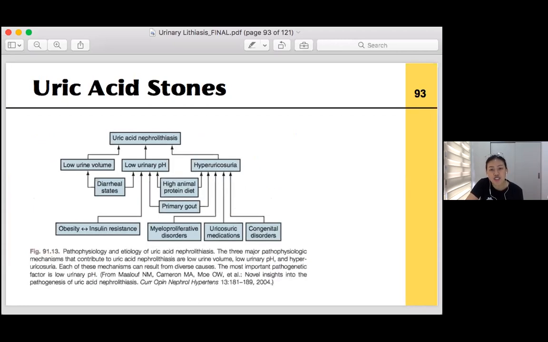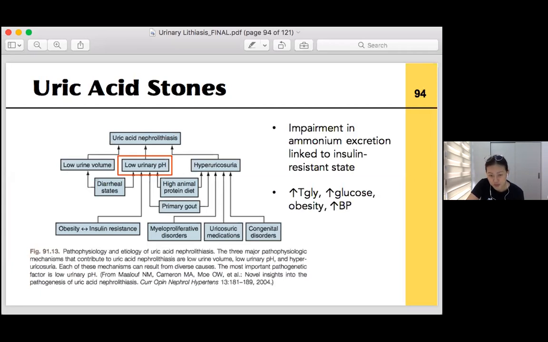There are three main determinants of uric acid stone formation: low urine volume, low urinary pH, and hyperuricosuria, with low urinary pH being the most important. With low urinary pH, uric acid stone formers excrete less acid into the urine as ammonium and proportionately more titratable acid and less citrate in order to maintain normal overall acid-base balance. This impairment in ammonium excretion has been linked to uric acid stone formers and to an insulin resistance state.